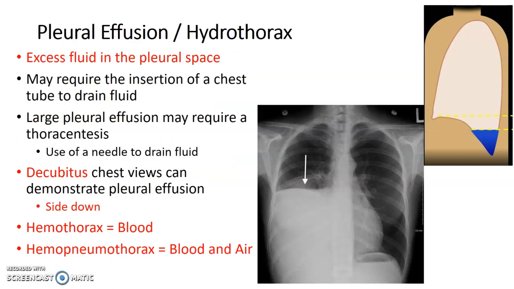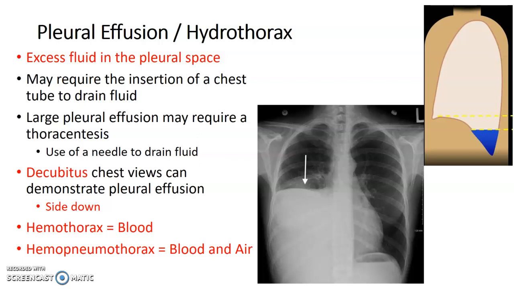Pleural effusion or hydrothorax would be excessive fluid in the pleural space. May require the insertion of a chest tube to drain the fluid depending on how much fluid they have going on and how it's affecting them. But usually they use the thoracentesis method. They use a needle to drain the fluid.